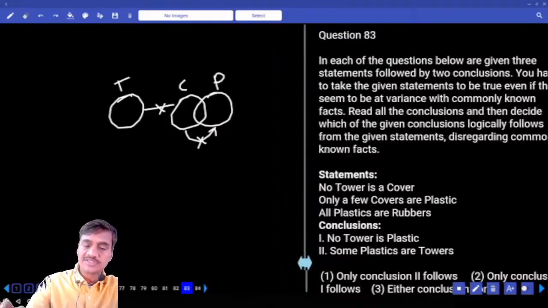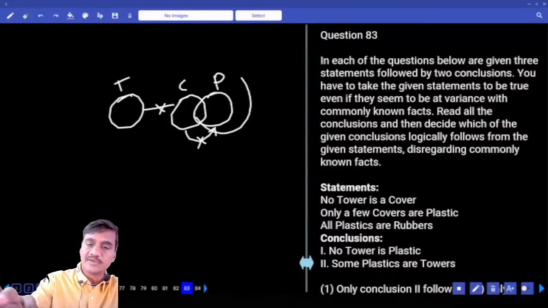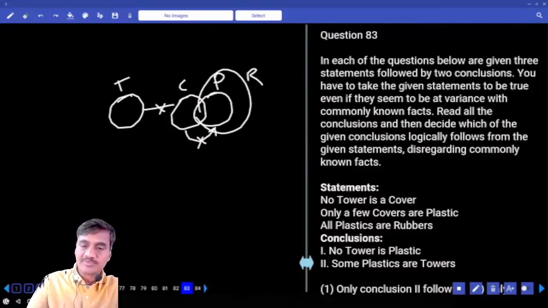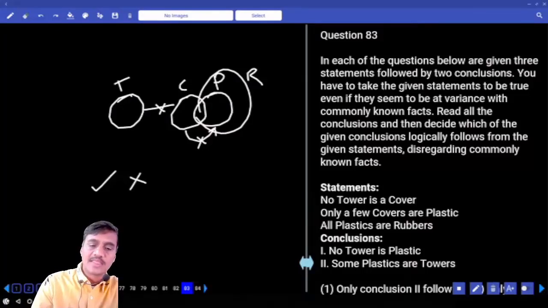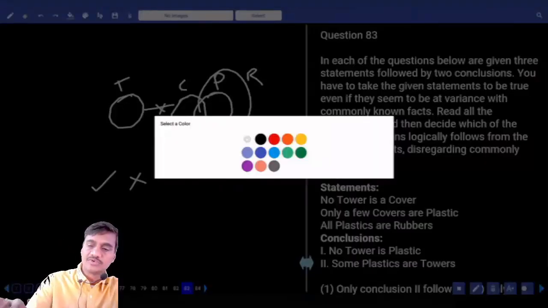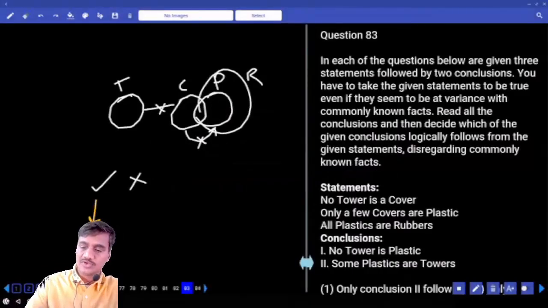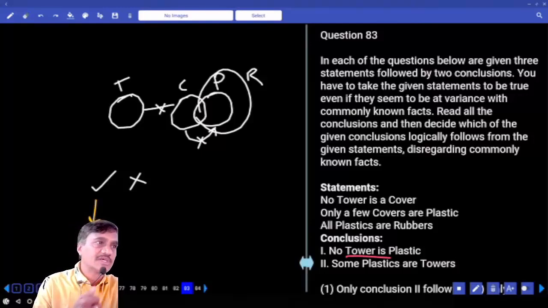And all plastic are rubbers. Thus, this entire plastic is a part of what? Rubber. And first one, no tower is plastic, definitely true as of now. And some plastic are towers is false. Hence, as the first one is a negative conclusion, to make this one false, now we need to draw the complementary. What is a complementary pair to this one? No tower is plastic.